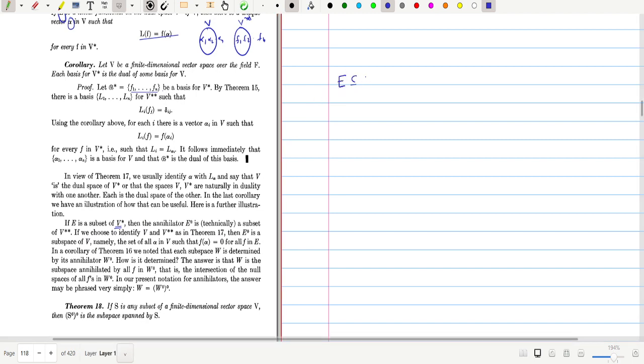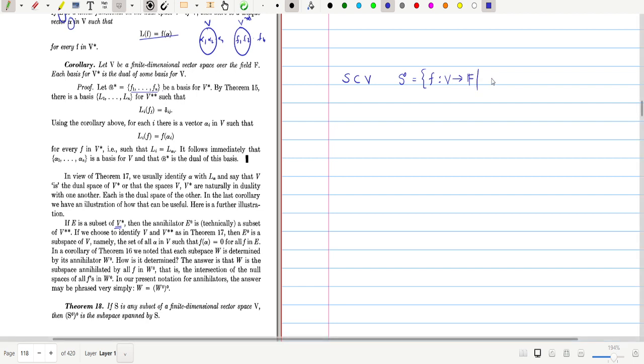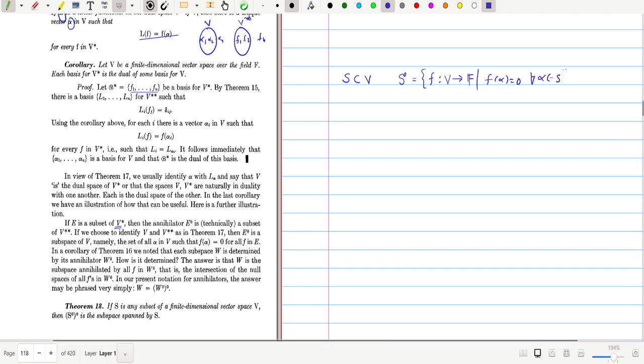If first we consider any subset S of V, what is S naught? S naught consists of the linear functionals from V to F such that f of alpha equal to 0 for all alpha belongs to S. So this is the definition of S naught. If S is a subset, then it is all the linear functionals which send the elements of S to 0.